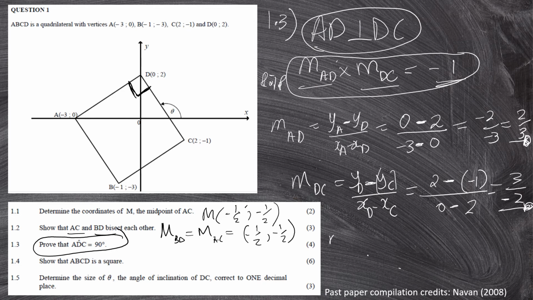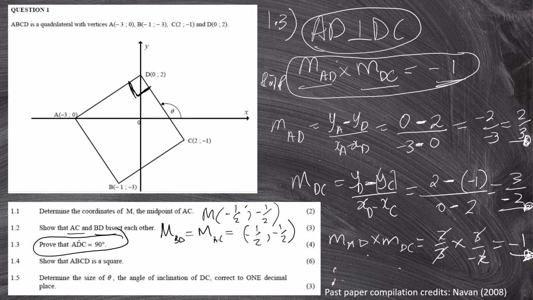Okay, so we're just going to multiply these two gradients of AD and DC, and let's see what we get. It will be 2 over 3 times 3 over minus 2. This cancels this, this cancels this, and they're equal to what?